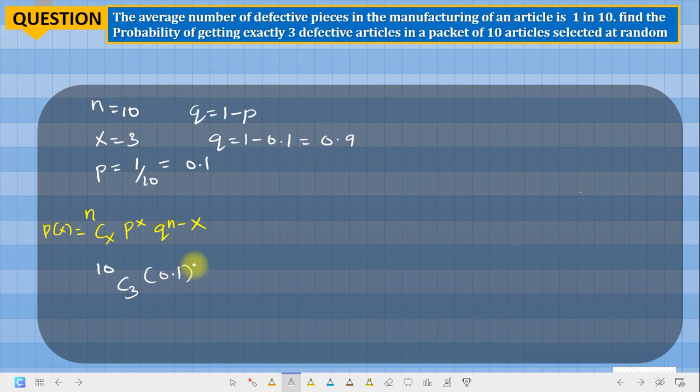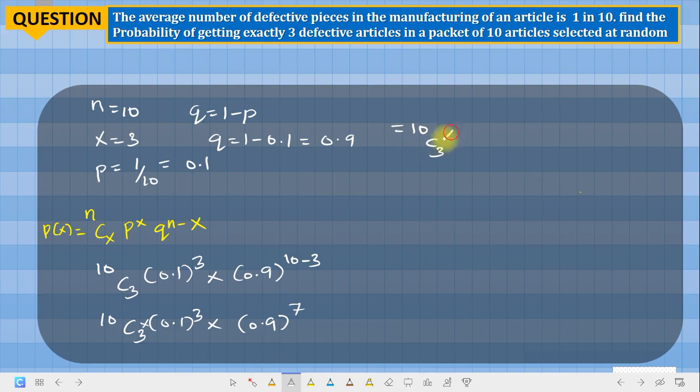So this becomes 0.1 raised to the power of our X, which is 3. Then we have times our Q, 0.9, raised to the power of N, which is 10 minus 3. And this gives us 10 combination 3 times 0.1 raised to the power of 3 times 0.9 raised to the power of 10 minus 3, which is 7. So at the end of the day, you're going to have 10 combination 3 times 0.1 raised to the power of 3 times 0.9 raised to the power of 7.